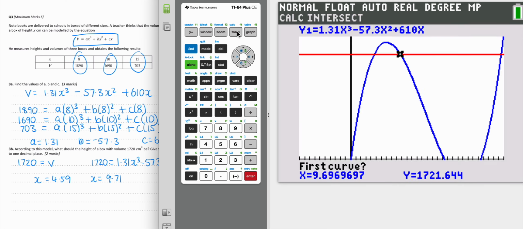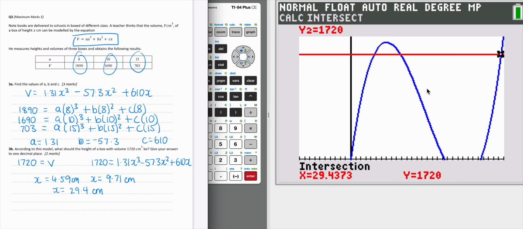And then we have another intersection all the way over here. So let's keep going through. Okay, and we have that one at 29.4, again to 3 significant figures. So these are all in centimeters. It's asking for the height. So there are 3 possible heights, and we need to give all 3 of them for the question.